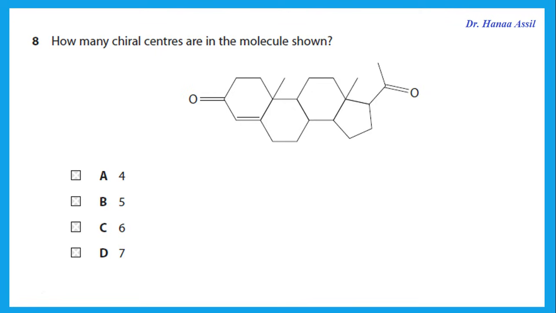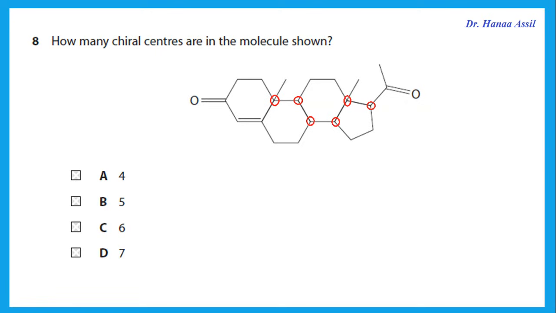How many chiral centers are there in the molecule shown? What do we mean by a chiral center? Remember that a chiral center is a carbon atom that has 4 different groups attached to it. So each of these carbon atoms has 4 different groups attached to it, and that means we have a total of 6 chiral centers in this molecule.